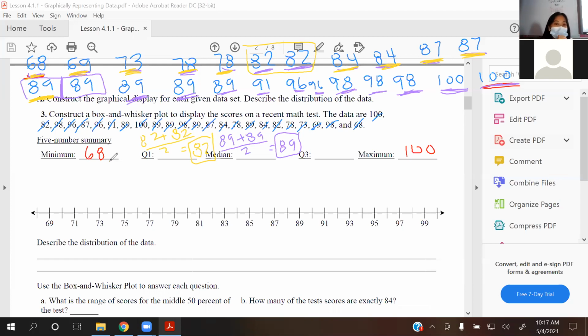So we found the middle of the first half, and that is the Q1, which stands for first quartile. Q for quartile, one for first. So Q1 is the first quartile, which is the median of the first half.